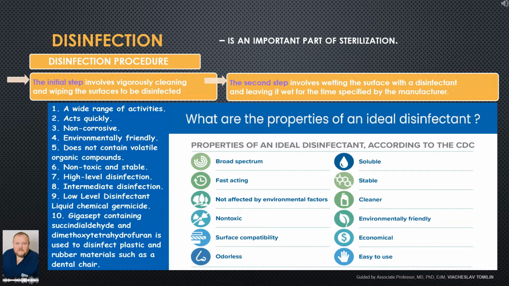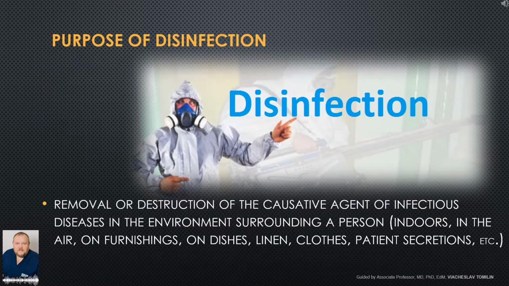9. Low-level disinfectant liquid chemical germicide. OSHA, Occupational Safety and Health Administration, requires that low-level medicinal disinfectants also have an application for HIV, human immunodeficiency virus, and HBV, hepatitis B virus, potency labeling. 10. Gigacept containing succinylaldehyde and dimethoxytetrahydrofuran is used to disinfect plastic and rubber materials such as a dental chair.